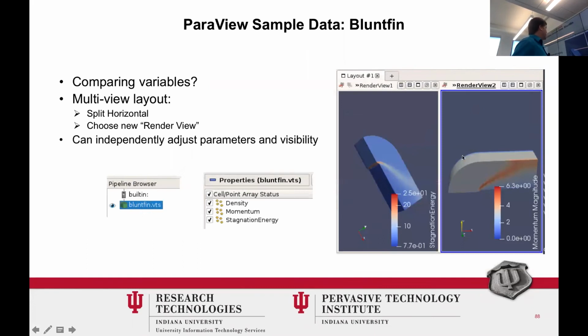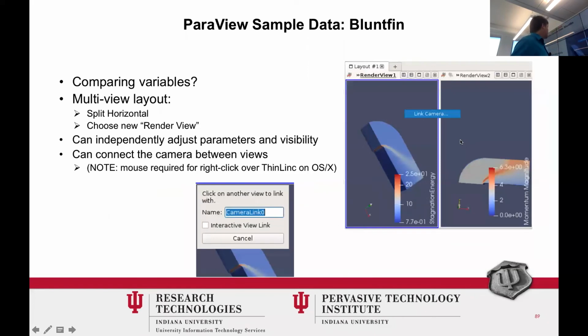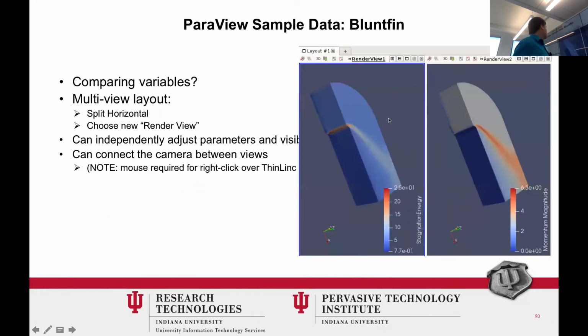You can also see I can rotate them separately. However, I can also link them together. If I right click, I can link them. So once I do that, I get a view that looks like this. And whenever I rotate one window, the other one follows. And so I can compare my data. I did find, though, that on my Mac, I couldn't get the link to work without a mouse. So you have to right click to get that linking to work. And right clicking by pushing the command button did not get through ThinLink. So I actually had to get a mouse to do that.